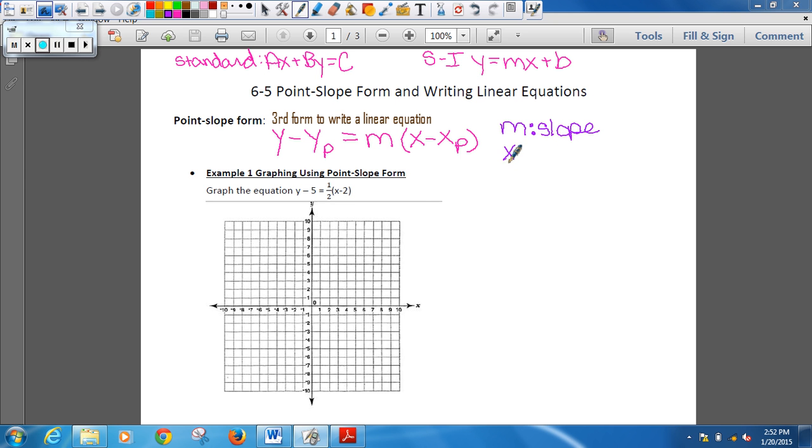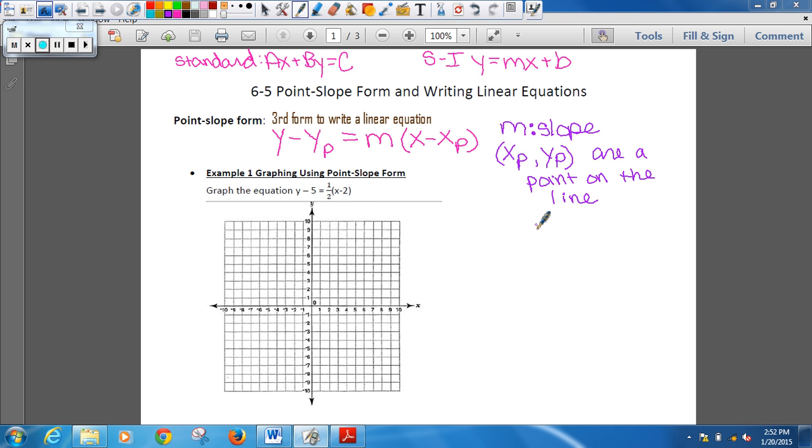The x sub p and y sub p are a point on the line. And that is why I chose to use p, to remind you that that needs to be replaced by numbers that represent a point from the line.